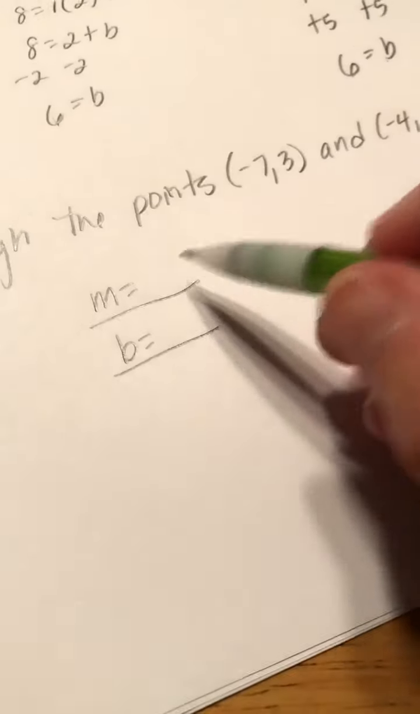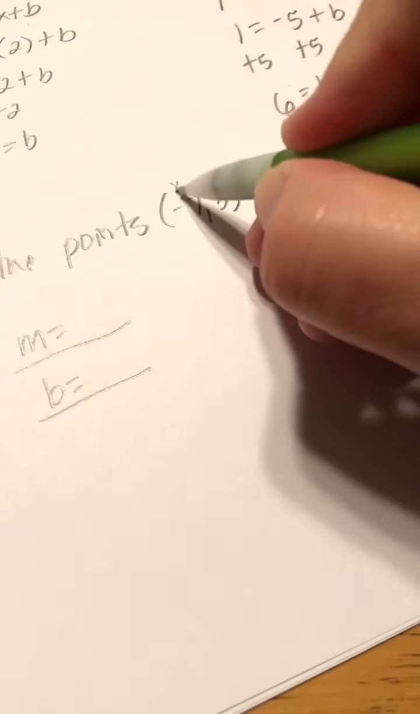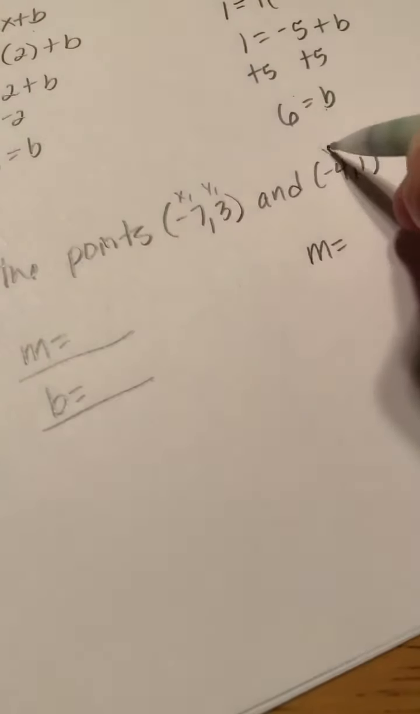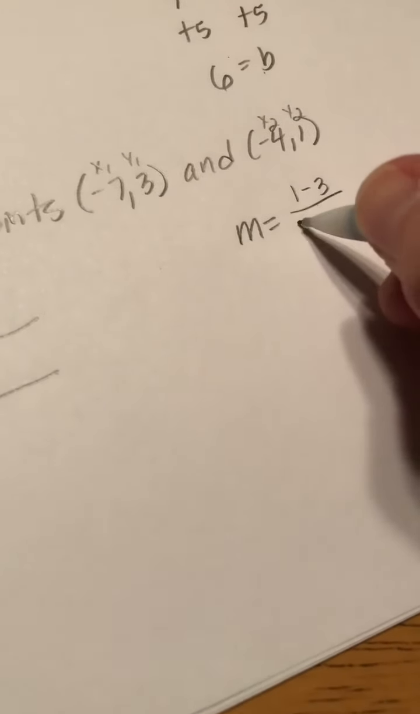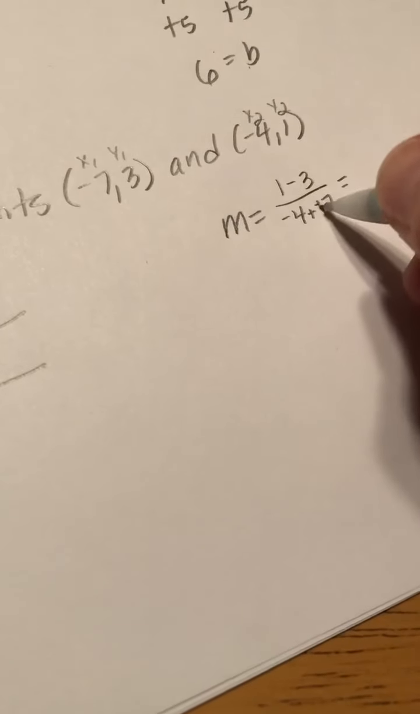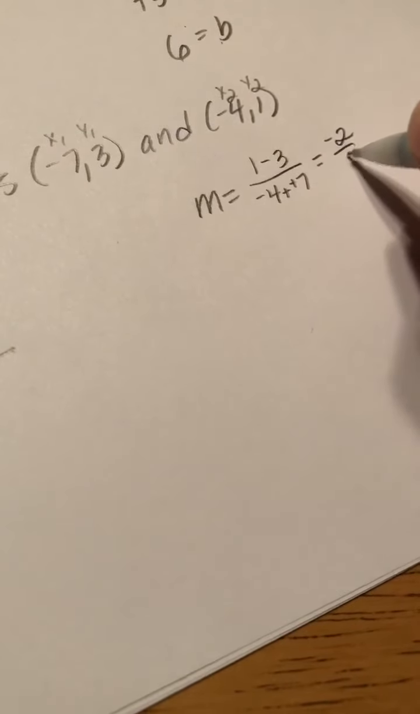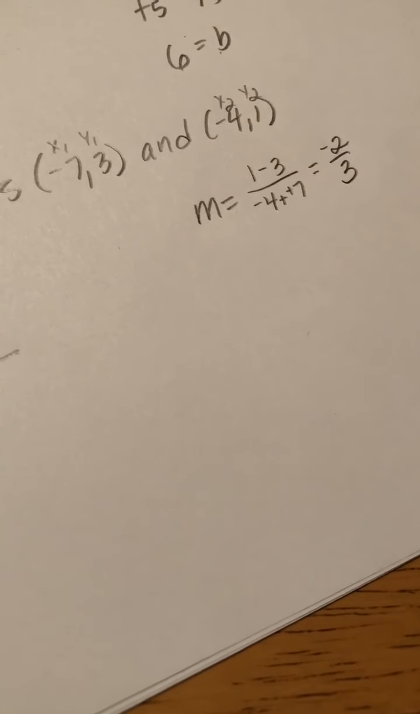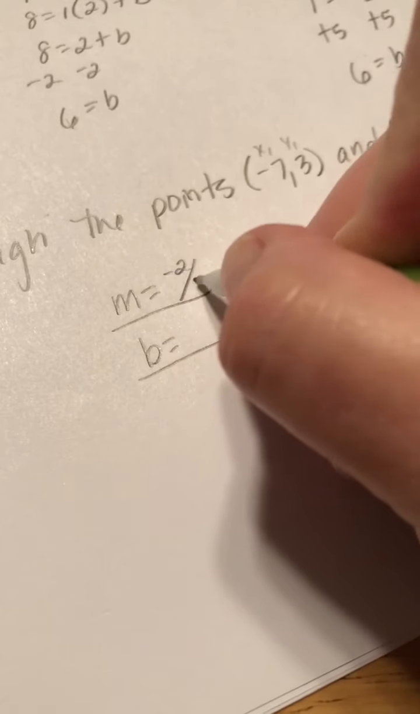So the first thing we got to do is find M between both points. Again, if it helps you label x1, y1, x2, y2, by all means do so. So I'm going to take 1 minus 3 over -4 minus a -7, which becomes plus a positive. So that is -2 over 3. So we found M. So M is -2/3.